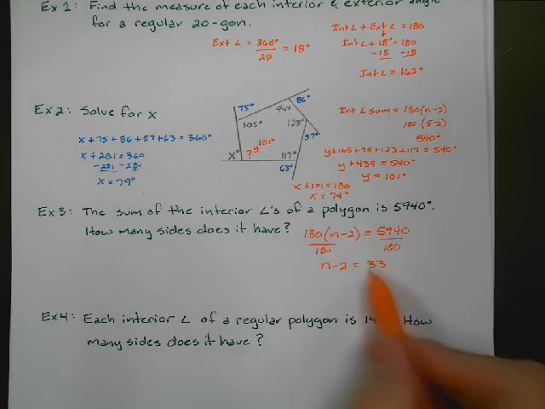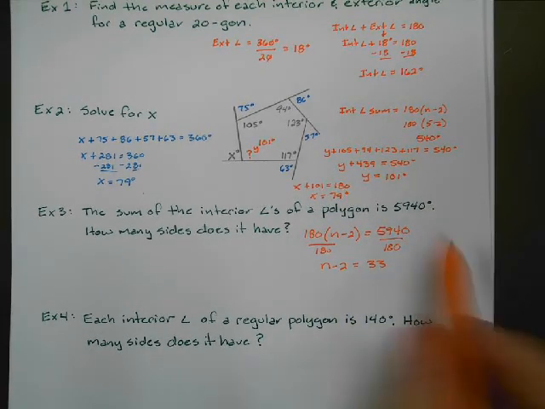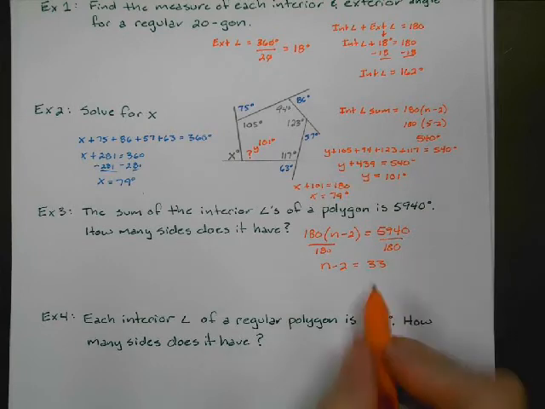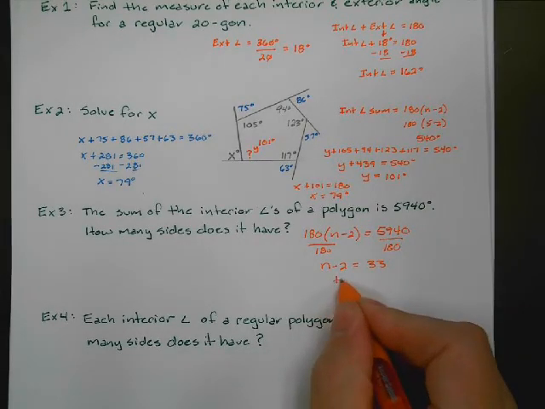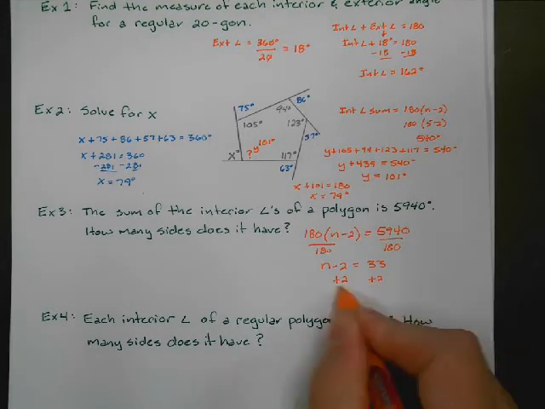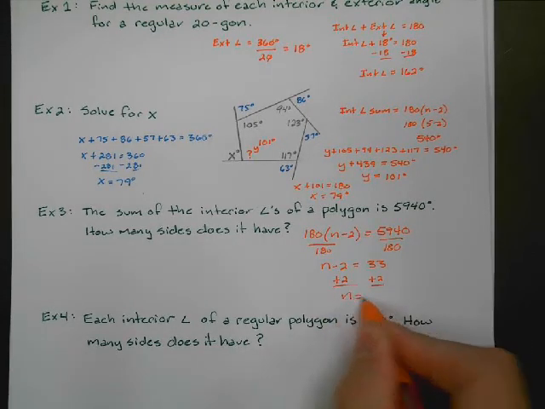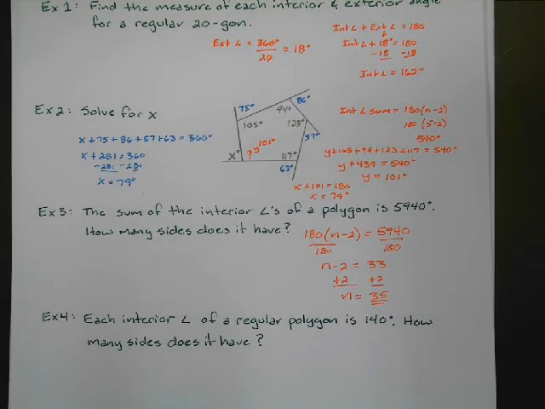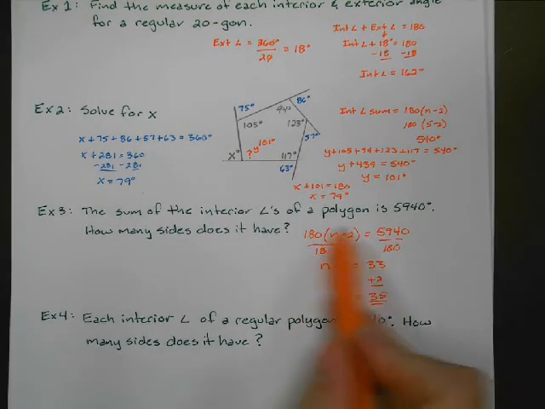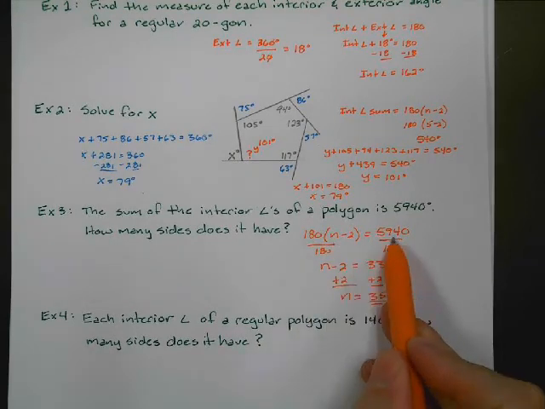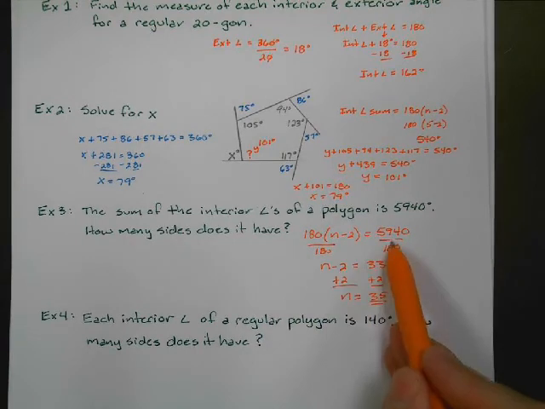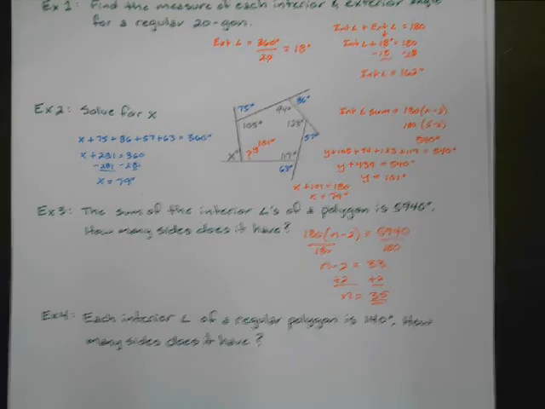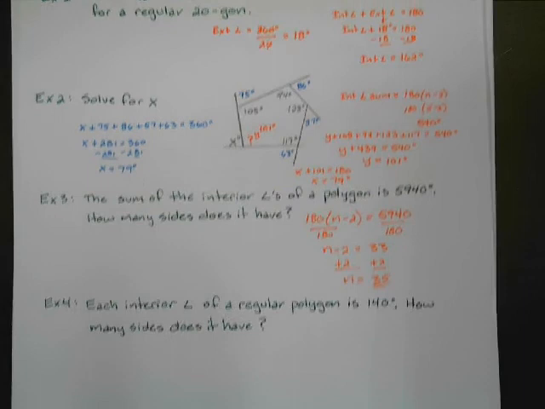Now 33 is usually the answer that the people who don't write an equation write down, but that's not right because this is n minus 2 equals 33. I need to add 2 to both sides. So the number of sides is actually 35. So write down the polygon angle sum theorem and then set it equal to the number of degrees that are inside the polygon. Divide by 180, add 2, and then we find out it's 35 sides.